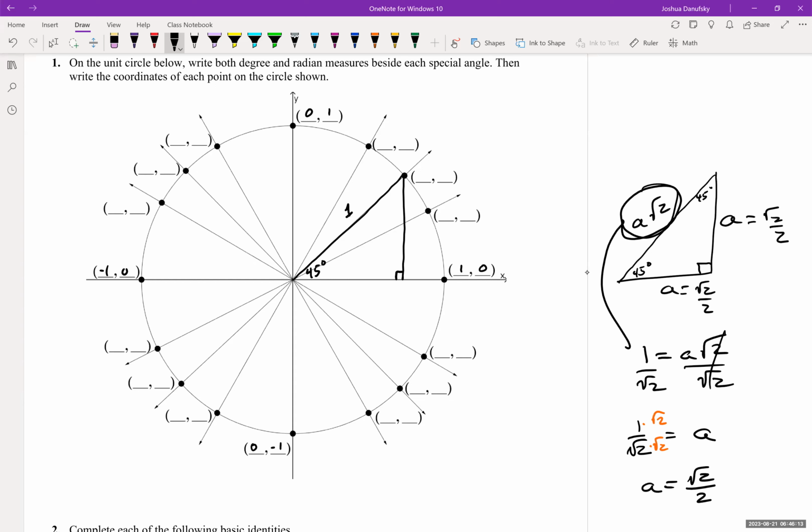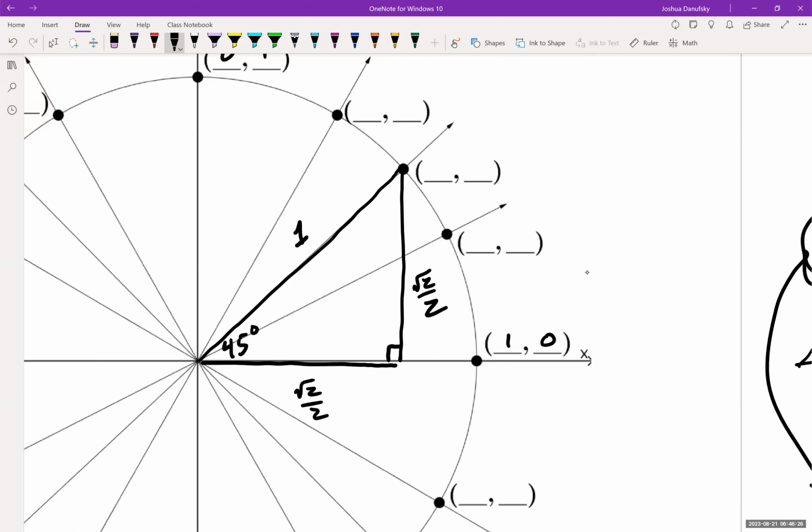So when we go back to the circle, we have this length in the x direction is root 2 over 2, and the vertical length in the y direction, root 2 over 2. And so if that's the case, we know that this point here has coordinates root 2 over 2 for the x and root 2 over 2 for the y. So there we go with 45 degrees, and we'll switch over to 30 and 60 next.